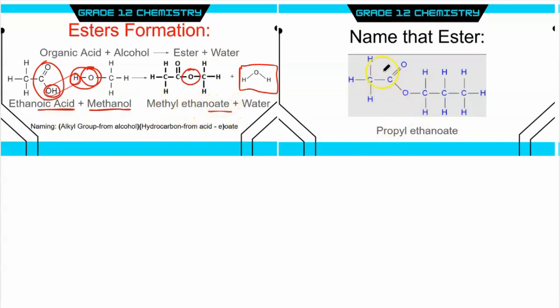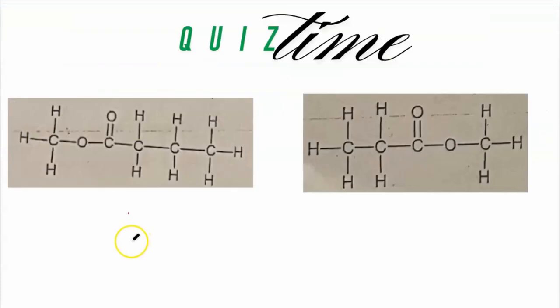So if we look at this one, okay, so here is our acid. We can tell that because it's got the double bonded oxygen. Here's where the connection was made. So this was our alcohol. So the alcohol was propanol. So we're just going to take that alkyl group, propyl, and change ethanoic acid to ethanoate. So this is propyl ethanoate. Let's try some examples. Pause the video here and then come back when you're ready.